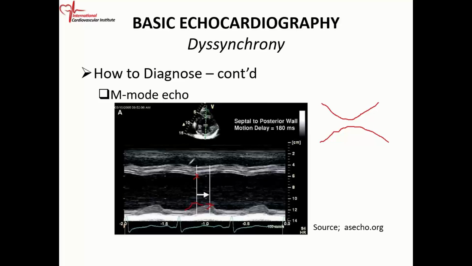But the mere fact that you have maximum contraction of the septum and then you have to wait 180 milliseconds later to get maximum displacement of the posterior wall, it's telling you that there is some dyssynchrony. The contraction is not coordinated. So you can use your M-mode to look at septal to posterior wall motion delay. You can use your M-mode to make that assessment, and that's how you do it.